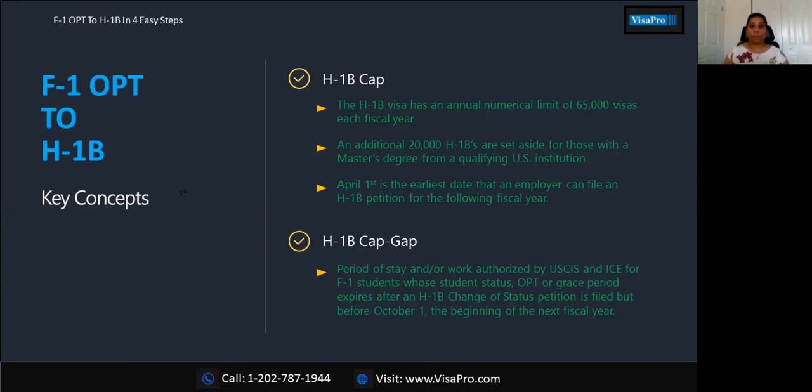The H1B Cap Gap. The H1B Cap Gap is the period of stay and/or work authorized by USCIS and ICE for F1 students whose status, OPT, or grace period expires after an H1B change of status is filed but before October 1st, the beginning of the next fiscal year. Let's now take a look at change of status from F1 OPT in 4 easy steps.